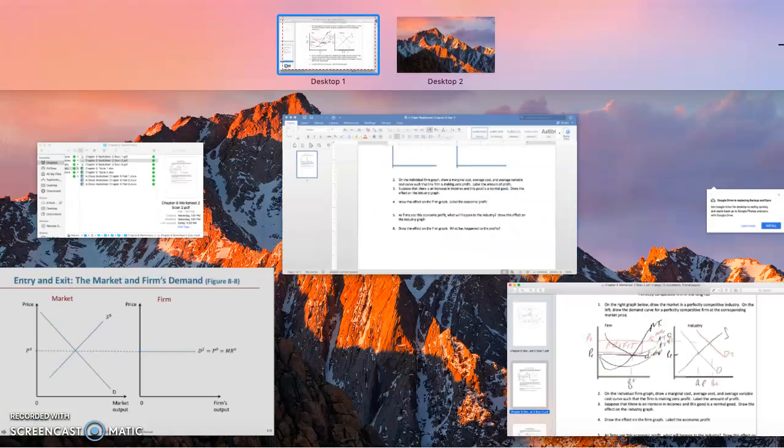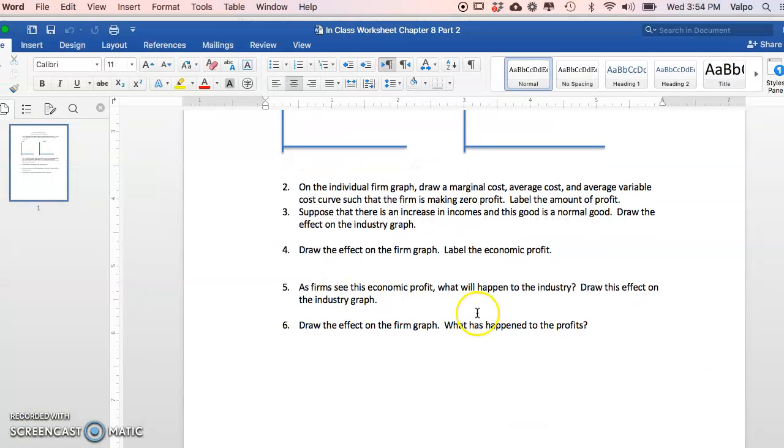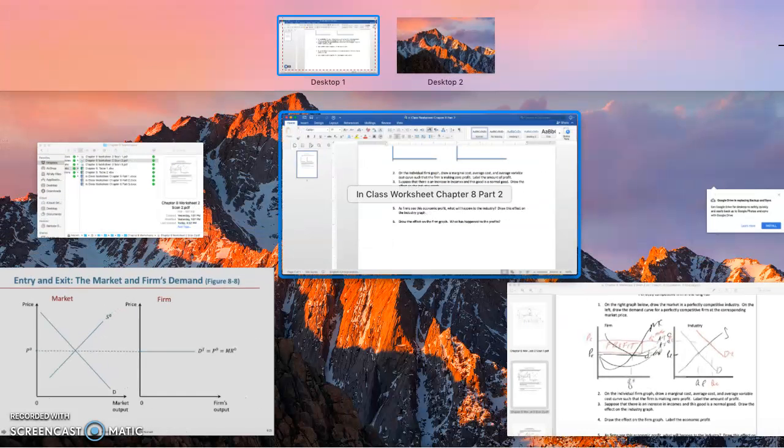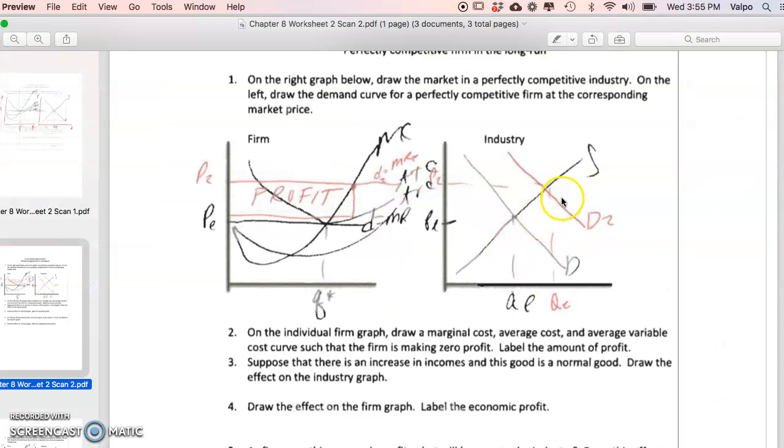Okay, so let's go back over to the sheet. Then you say label the economic profit, and they say, oh, I can label it now, and it's all great. All right, as firms see this economic profit, what will happen to the industry? So what's going to happen here is firms are going to see this and the supply is going to increase. So as we move from the short run to the long run, we actually see price impacting supply, which is something I told you didn't happen, right? If price goes up, supply doesn't change. Well, in the long run, it does, okay?